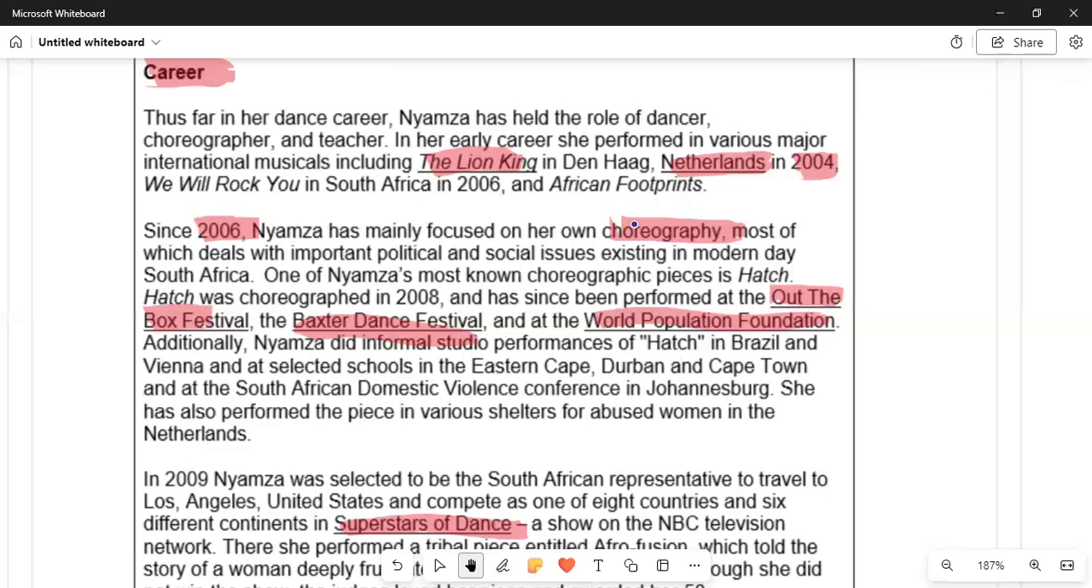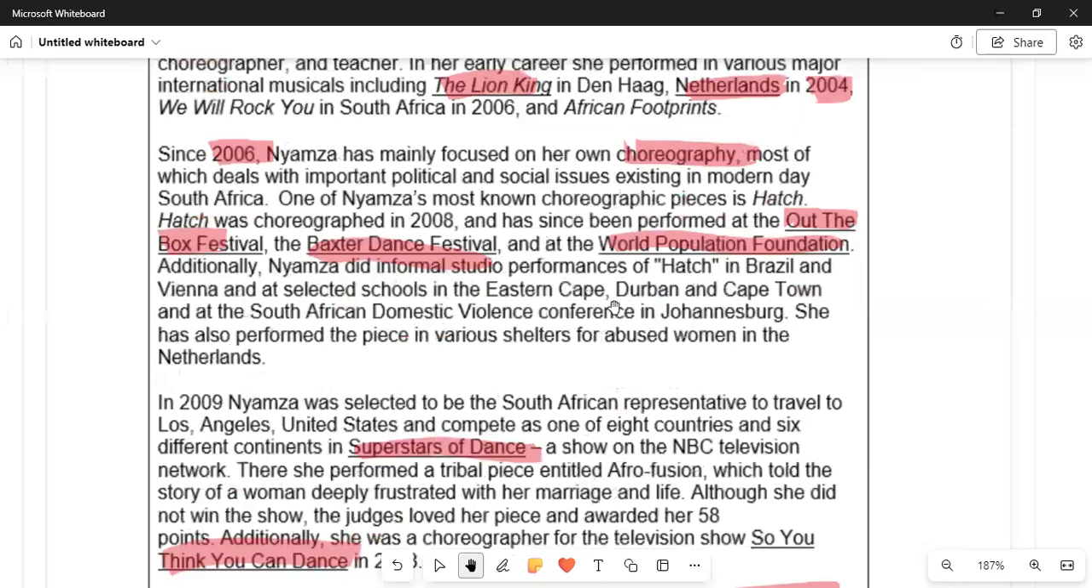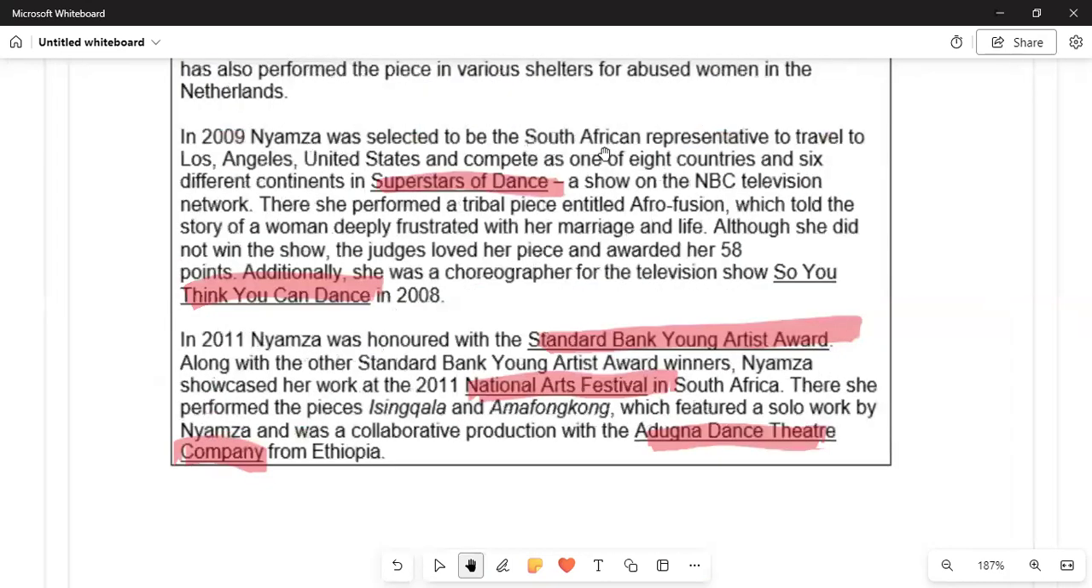Additionally, Nyamza did informal studio performances of Hatched in Brazil and Vienna, at selected schools in Eastern Cape, Durban, and Cape Town, and at the African Domestic Violence Conferences in Johannesburg. She also performed the piece in various shelters for abused women in the Netherlands. May her work go through and heal others.